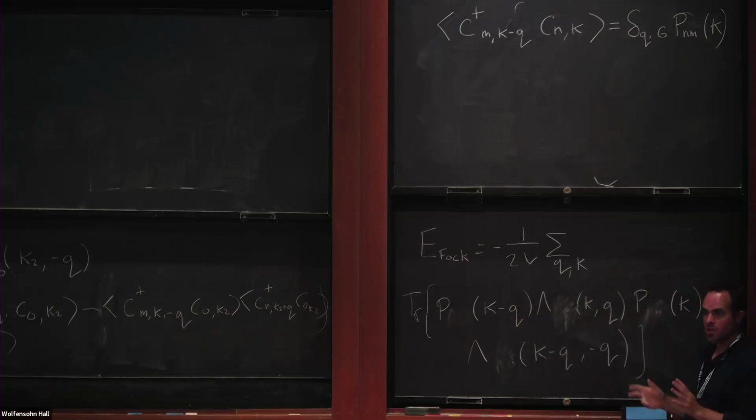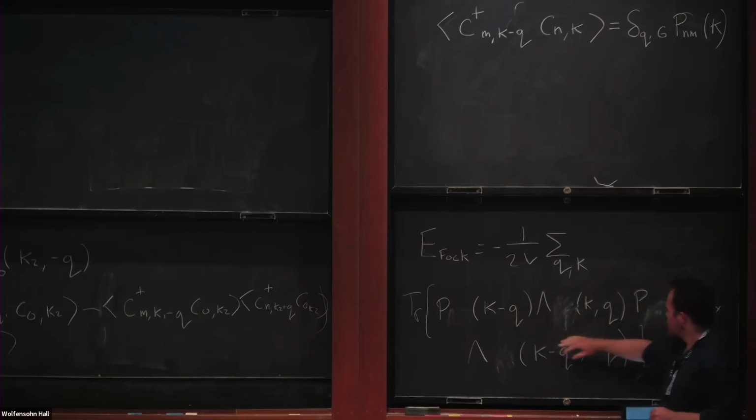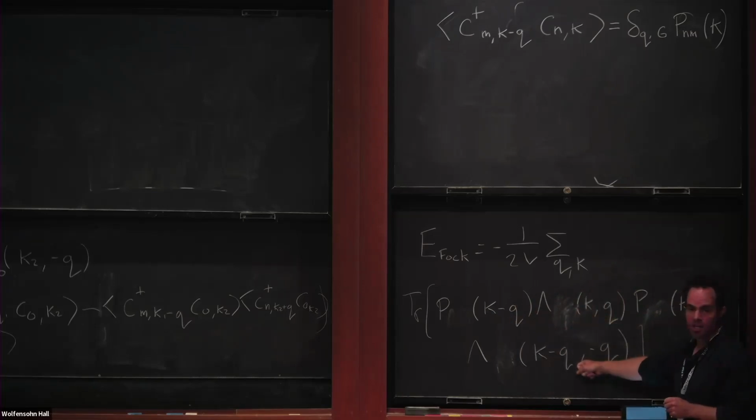So that's sort of the intuition. If you think of it as the projector at this different place, at k minus q, it should be parallel to the transported version of P of k, where by transport, I mean conjugation by this matrix here. I'll make this more precise in a second.